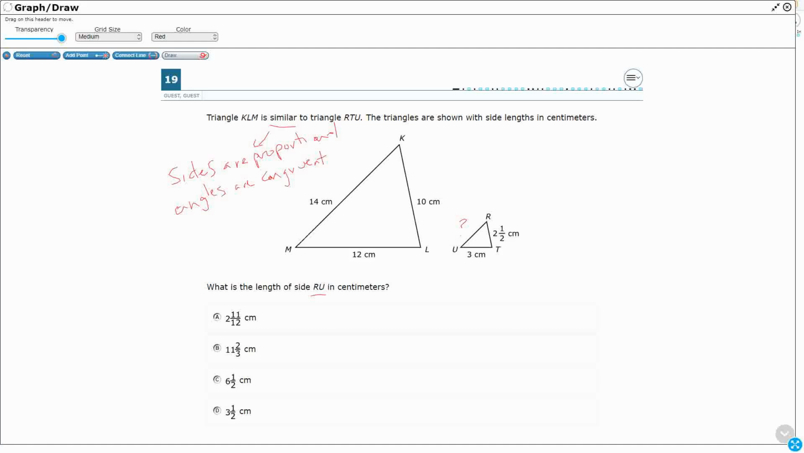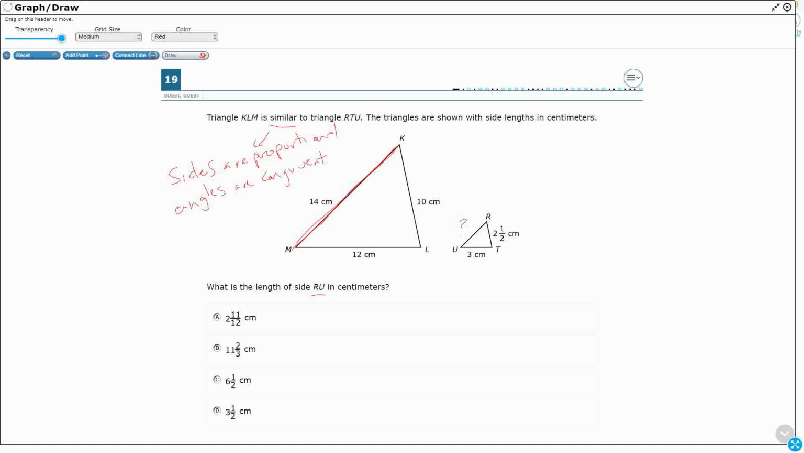Since we know that the sides are proportional, because the triangles are similar, we can set up a proportion. There are many different proportions we can set up. Let's set up a few, because I'll show you that as long as you follow some basic rules, you can really choose any proportion you want to. So RU maps to this KM. Okay, so let's put those two together in a proportion, right?